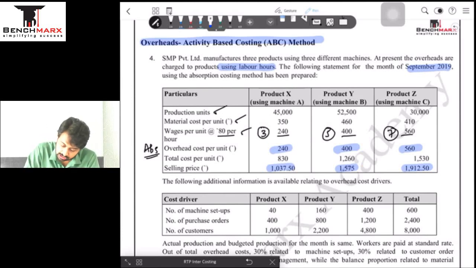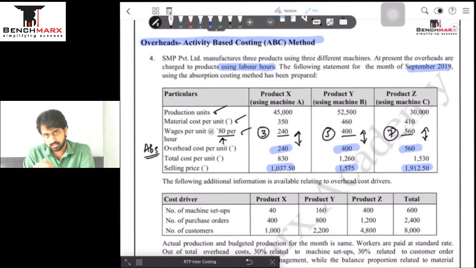That means I must have used 3 hours to absorb 240. I must have used 5 hours to absorb 400. I must have used 7 hours to absorb 560, which means, if I observe mathematically, 80 is also my absorption rate. I can observe that these two amounts are the same everywhere, which means if your hours are the same and rupees are also the same, the absorption rate will also be the same per hour. So my absorption rate will also be 80 per hour and my absorption rate is 240 per unit.